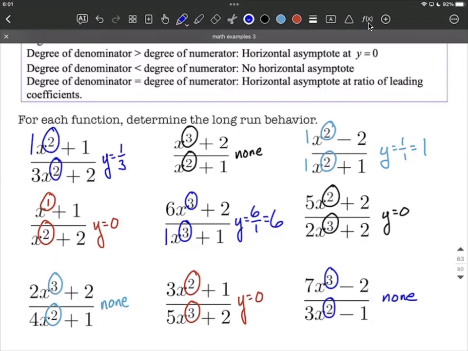All right, hope this helps out as we're just comparing degrees of numerators and denominators. I know we went through it pretty quickly, but get these 3 rules down. They're pretty handy to know about.